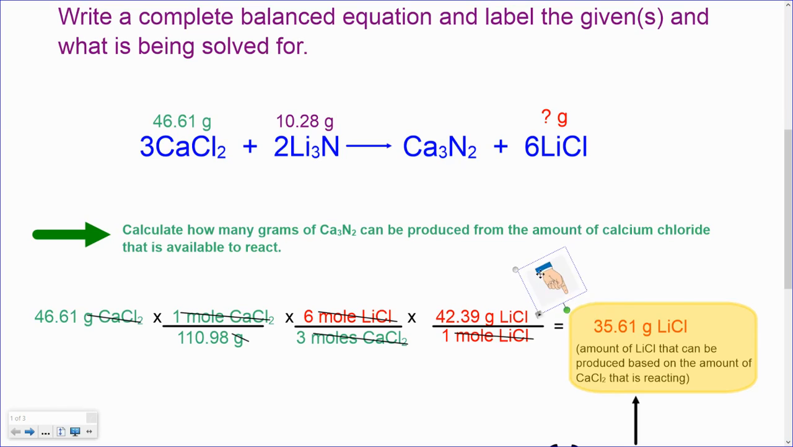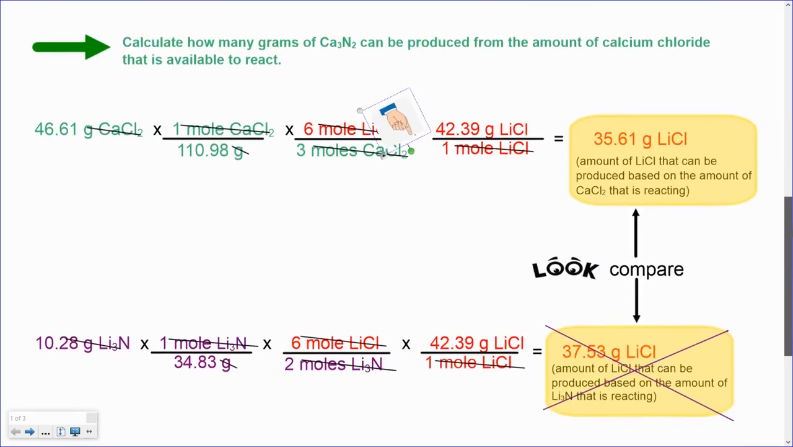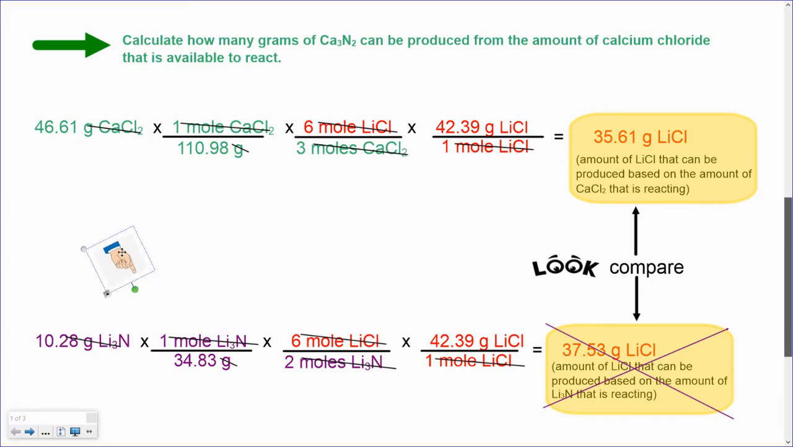We're now going to go back and figure out how much product we can make based on the lithium nitride. So I'm going to go ahead and scroll down, and I have that worked out here. We take the 10.28 grams of lithium nitride, convert to moles, use the ratio from the equation, then the molar mass of lithium chloride, and we can expect to produce 37.53 grams of lithium chloride based on the lithium nitride.